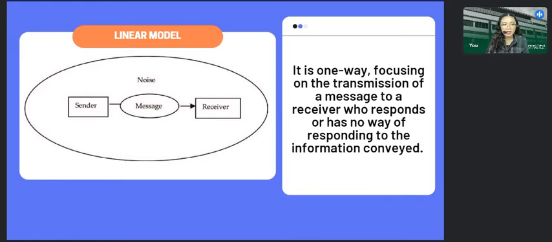Next is when you are talking to someone, but he or she is not interested in giving you feedback. That's why it is linear communication, because the receiver has no intention to give you feedback. Okay, so that's for the linear model of communication.